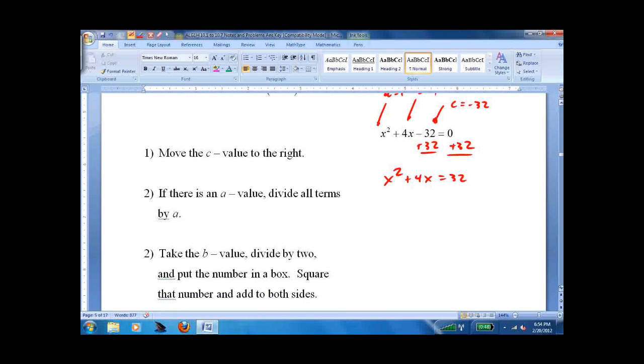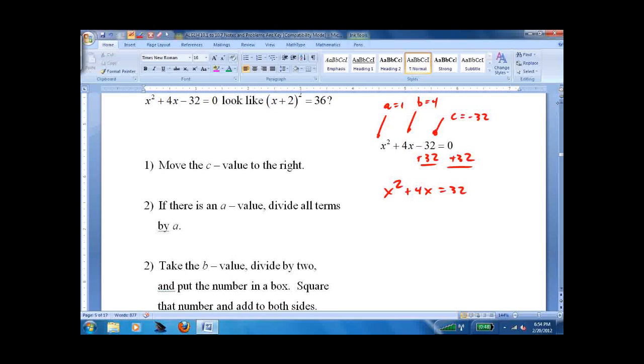If there's an a value that isn't 1, divide all terms by a. Well, we don't have to worry about that. Then, take the b value, 4, divided by 2, always 2. Get a number, you put it in a box. What's the box for? It's a surprise. I don't want to ruin it for you. Then take that, square it. This is the number you're going to add to both sides.